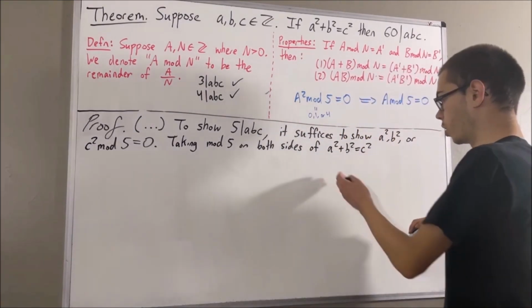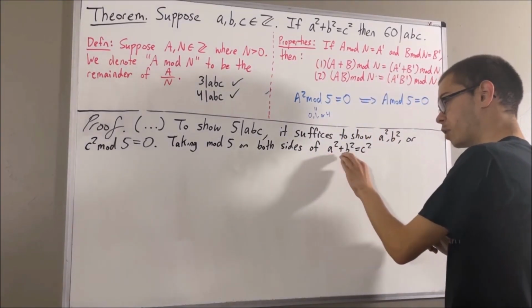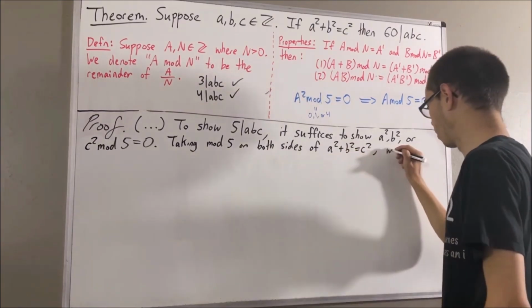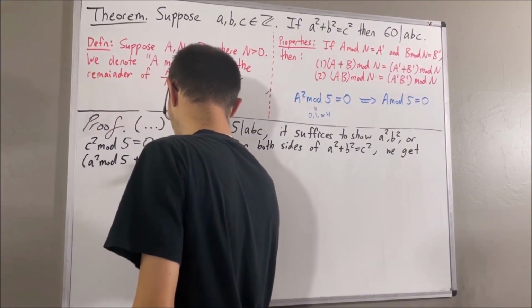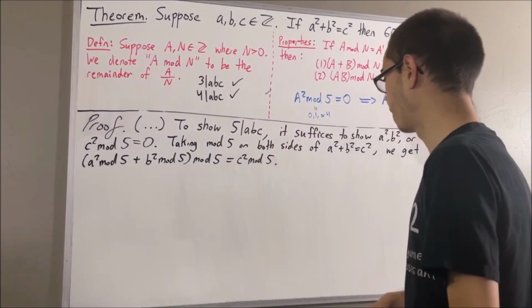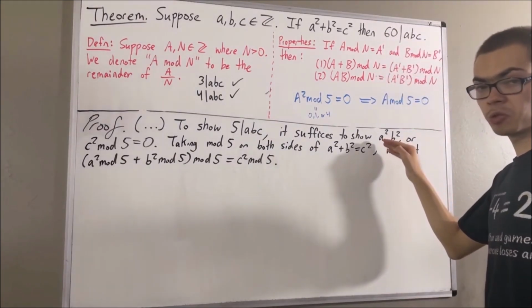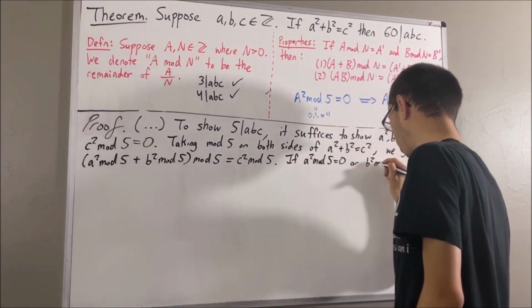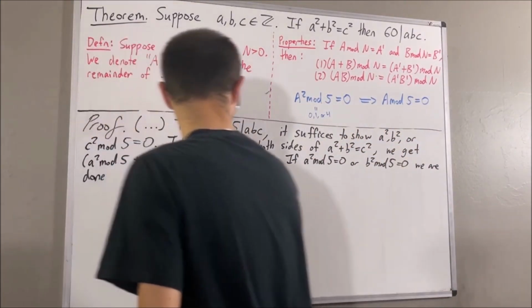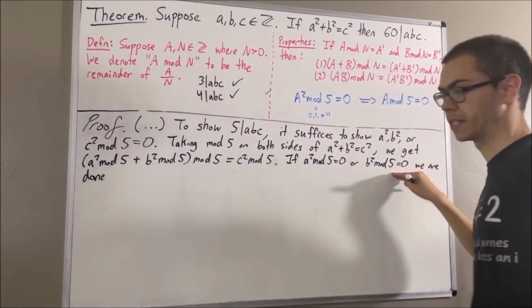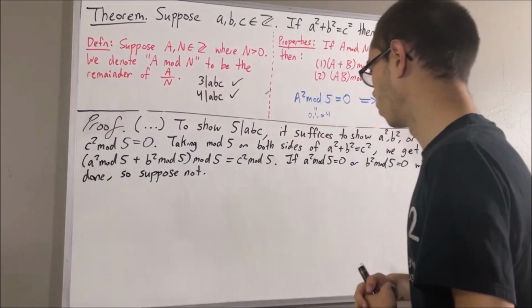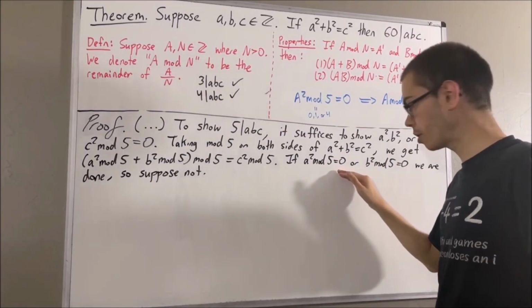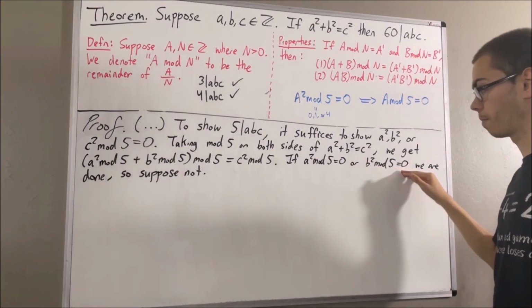Okay, now to start, let's take mod 5 on both sides of this equation. If we do that, we get a squared mod 5 plus b squared mod 5, the entire thing mod 5, is equal to c squared mod 5. Now, if a squared mod 5 equals 0 or b squared mod 5 equals 0, then we're done. So let's suppose that this is not the case. Then a squared mod 5 is not equal to 0, and b squared mod 5 is not equal to 0.